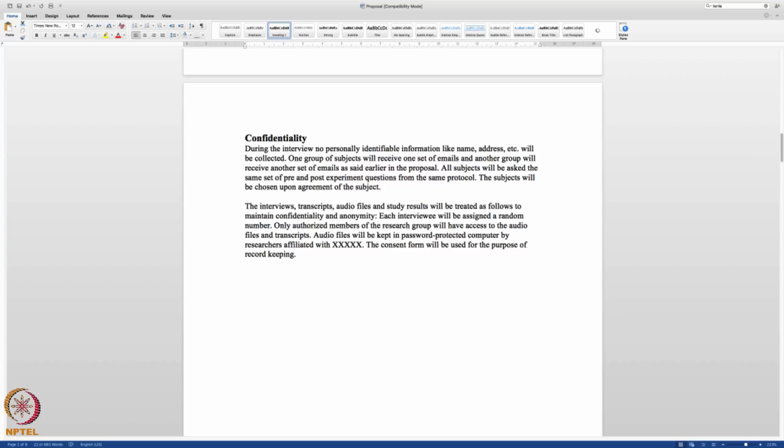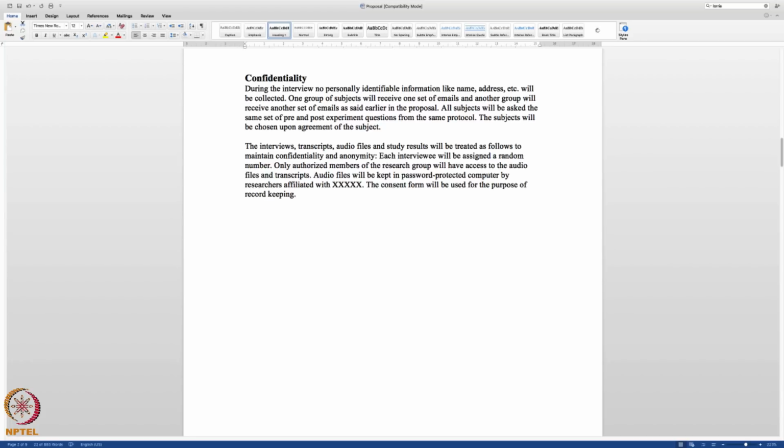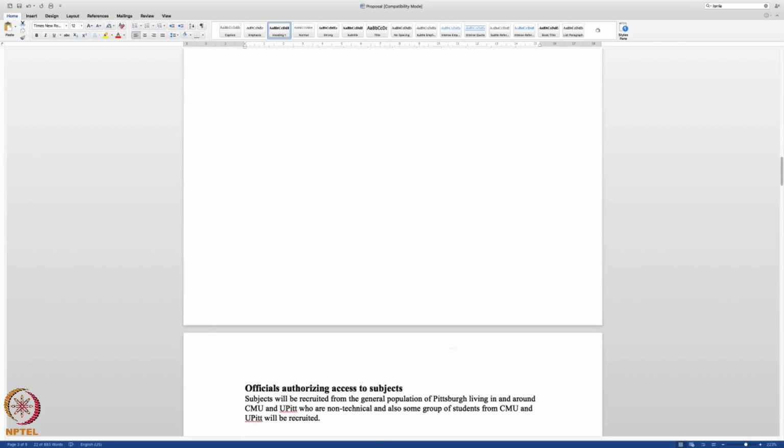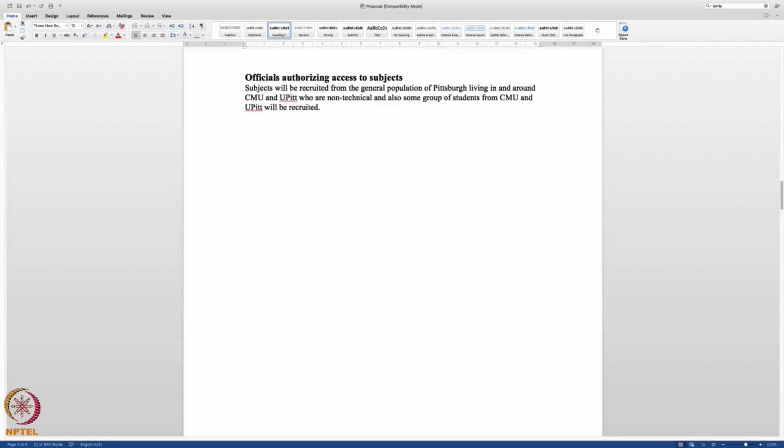The interview transcripts, audio files, and the study results will be treated as follows to maintain confidentiality. Only authorized members of the research group, basically protecting the data. So hopefully you get the point that the data that you collected is not accessible to anybody and everywhere. Subjects will be recruited from the general population of Pittsburgh living in and around CMU and University of Pittsburgh who are non-technical, and also some group of students from CMU and UP will be recruited.